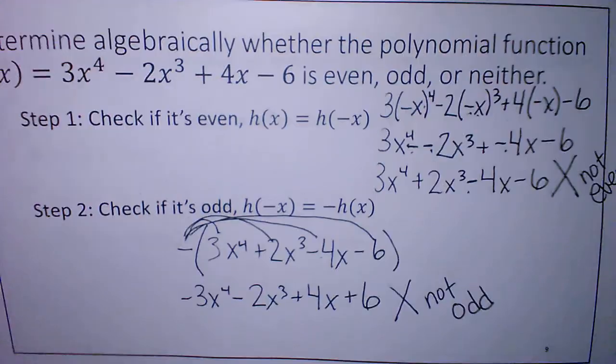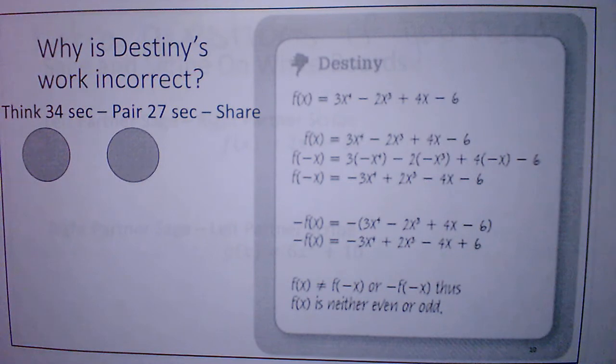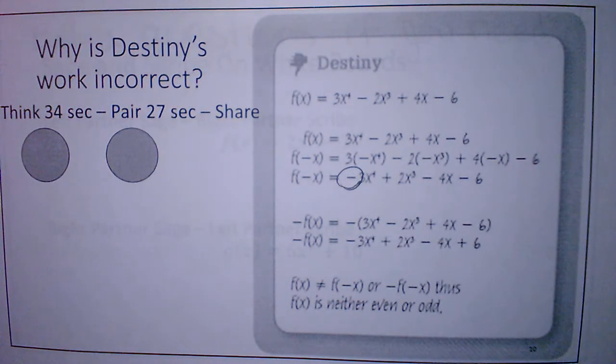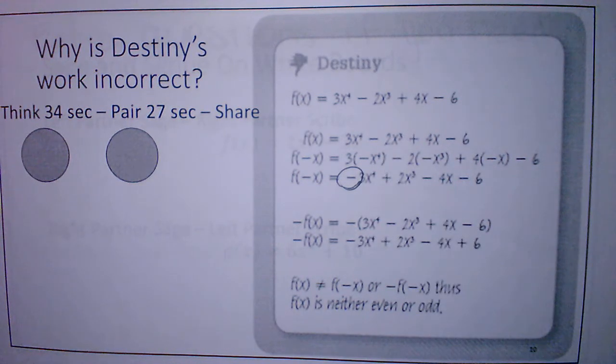All right, the next slide in your notes, or in the PowerPoint, is this one about Destiny's work. It's a good one to look over. We're going to skip it for right now, but if you feel like you want to come back and see Destiny, I can certainly point out her mistake. Her mistake was right here. That should not be a negative 3. Negative x to the 4th power will get us a positive number, so this should be a positive 3. Okay?